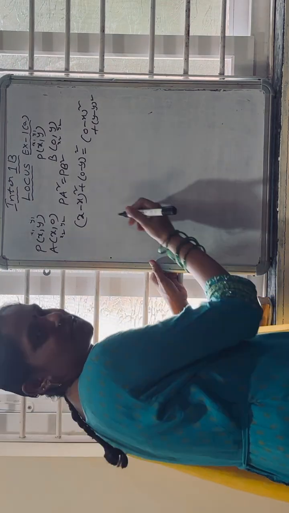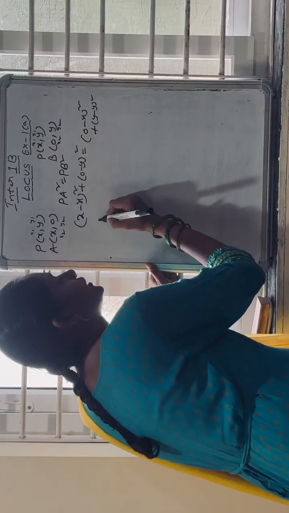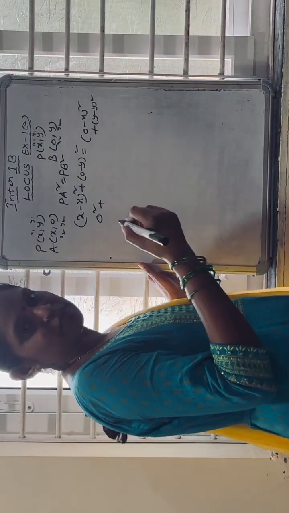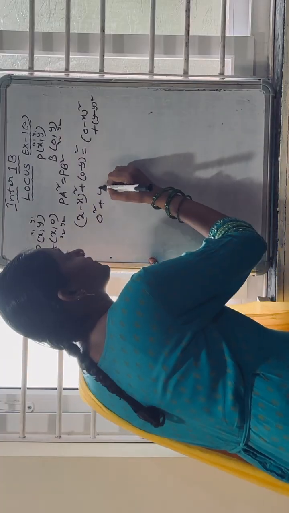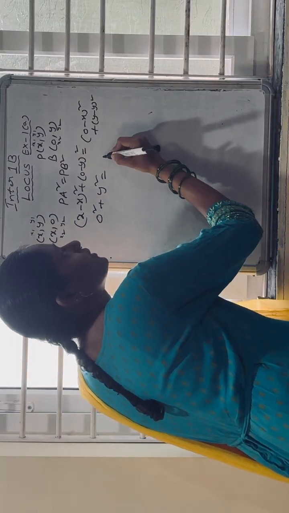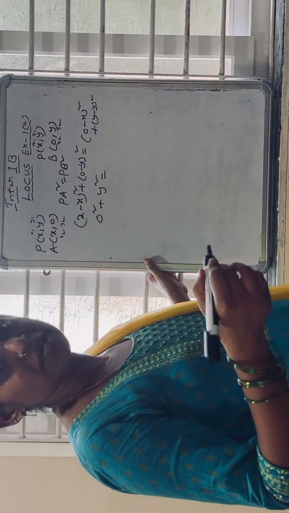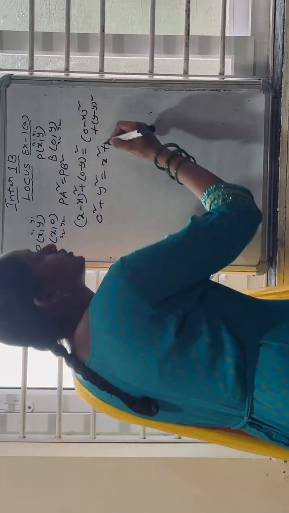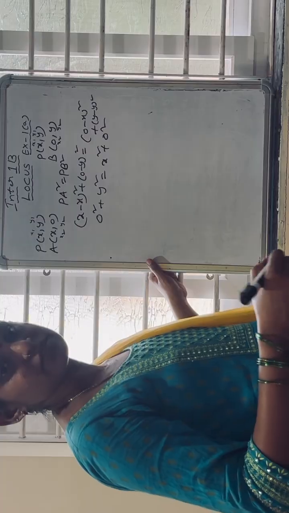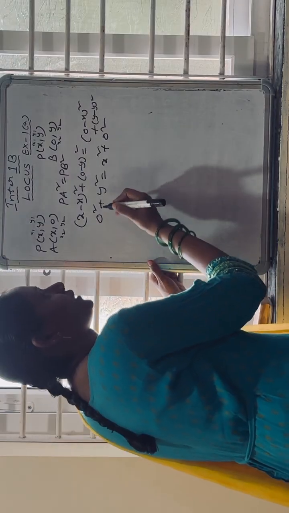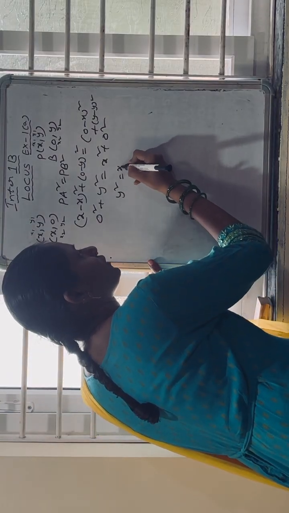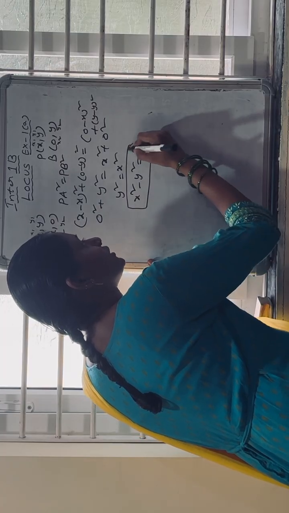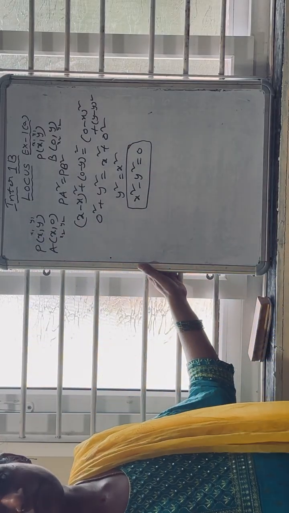Now simplification: x minus x is 0. So 0 square is 0, plus 0 minus y whole square: minus y into minus y is y square. Here 0 minus x whole square: minus x into minus x is x square, plus y minus y is 0, and 0 square is 0, so we don't need to write it. So y square equal to x square. Transpose: x square minus y square equal to 0. This is the answer for the fourth question.